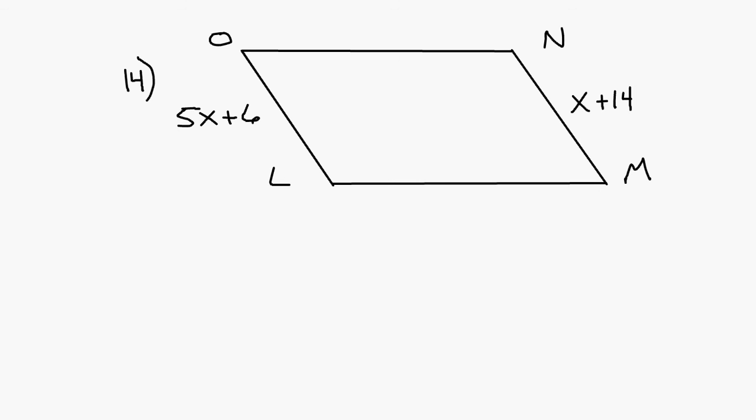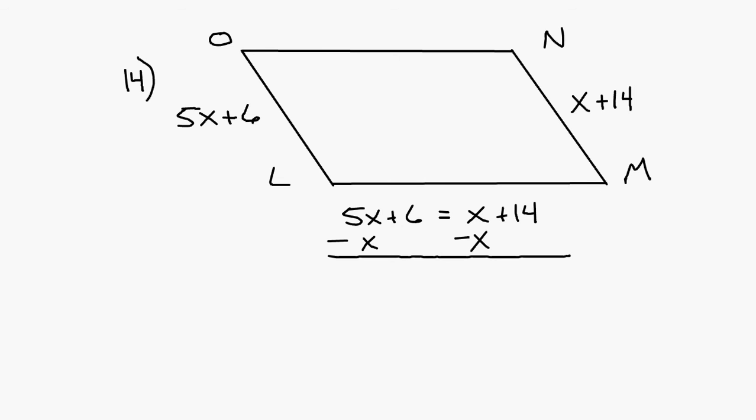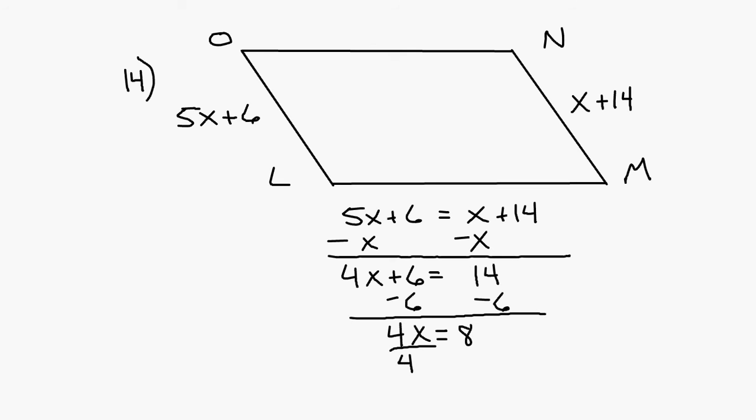So opposite sides in a parallelogram are congruent. So 5x plus 6 is equal to x plus 14. Subtract x from each side. 4x plus 6 is equal to 14. Subtract 6 from each side. So 4x is going to equal 8, and divide each side by 4. So x is equal to 2, which is the first part of the question.